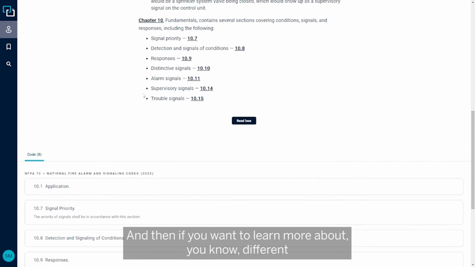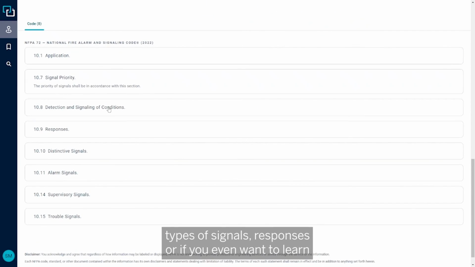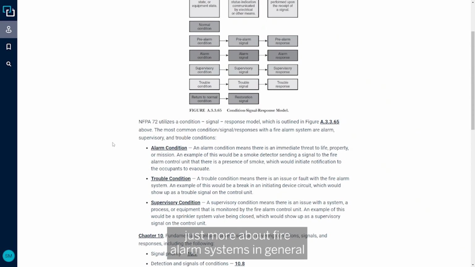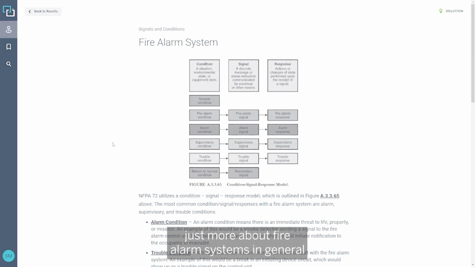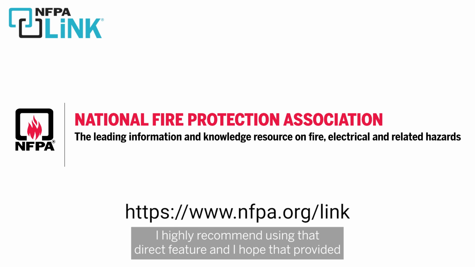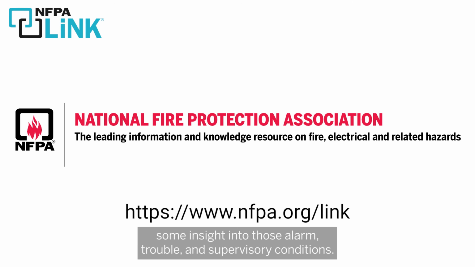And if you want to learn more about different types of signals and responses, or if you even want to learn more about fire alarm systems in general, or any type of system in general, go ahead and take a look at LiNK. I highly recommend using that DiRECT feature. And I hope that provided some insight into those alarm, trouble, and supervisory conditions.